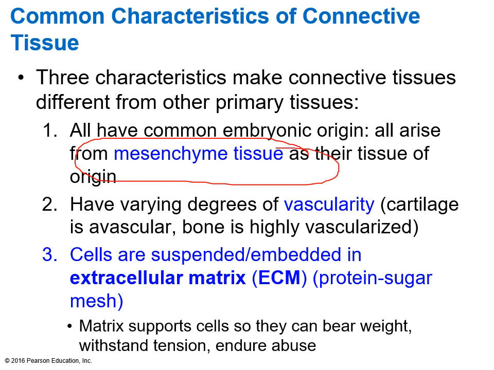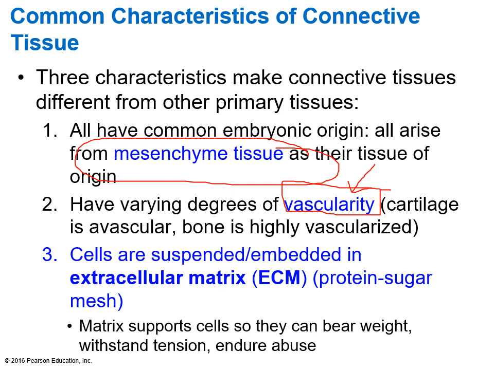The second one is that there is a high amount of blood vessel variation within the connective tissue. For instance, your bones are highly vascular, whereas your cartilages are avascular. So there's varying degrees from the high to the low to the in-between.